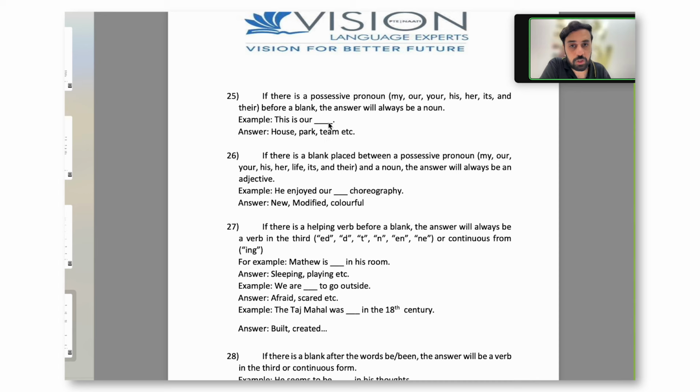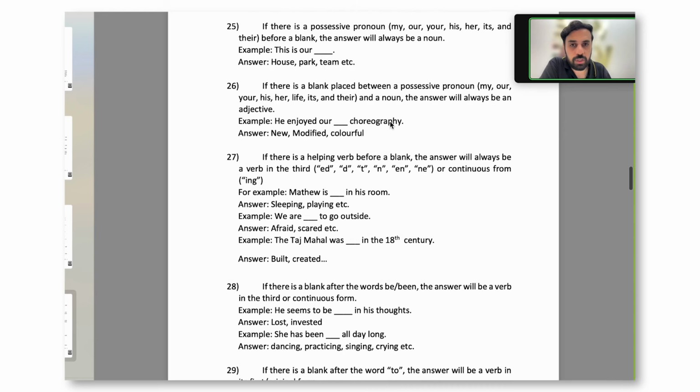Okay, so it's always going to be a noun here, guys. It cannot be an adjective, it cannot be a verb. So make sure whenever you get a blank and there is a possessive pronoun there, always look for a noun. Okay, let's move on to the next rule.